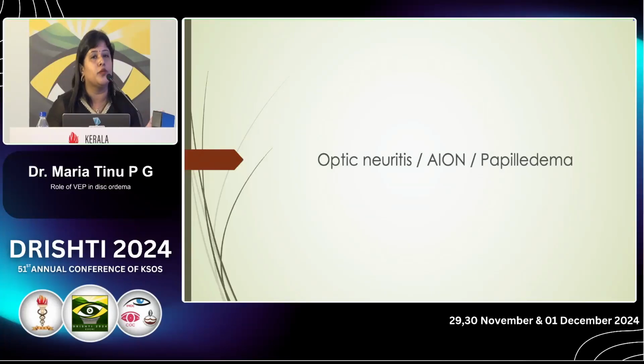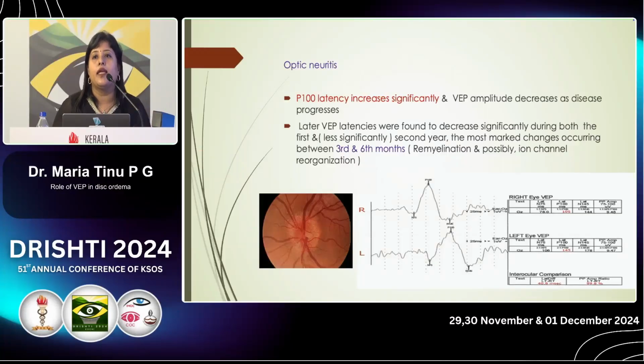So here I am doing a simple comparison between the VEP waveform in optic neuritis, anterior ischemic optic neuropathy, and papilledema. In optic neuritis, the P100 latency increases significantly. But VEP amplitude can be decreased as the disease progresses, but the significant change is the increase in latency. And as the disease resolves, the latency was found to decrease significantly during the first year and less significantly during the second year, with the most marked changes occurring between the 3rd and the 6th months, possibly due to remyelination and channel reorganization.